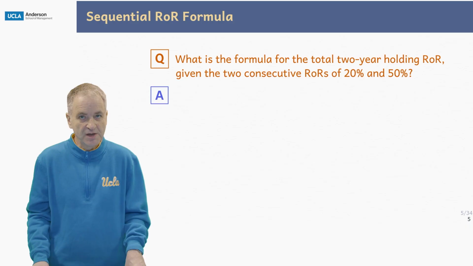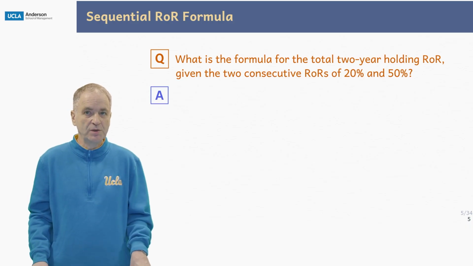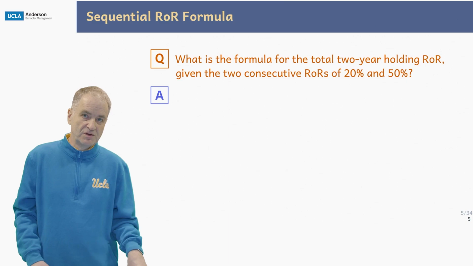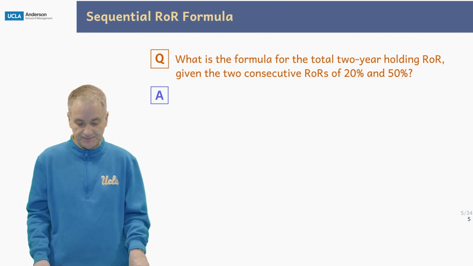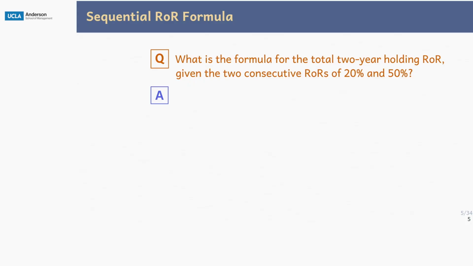What is the formula for the total 2-year holding rate of return, given the two consecutive rates of returns of 20% and 50%? Please pause this video now, answer the question on a piece of paper, and then continue.